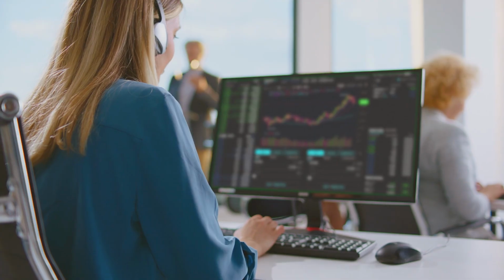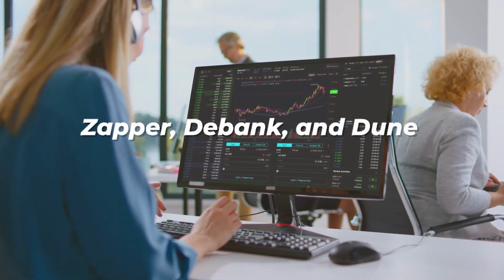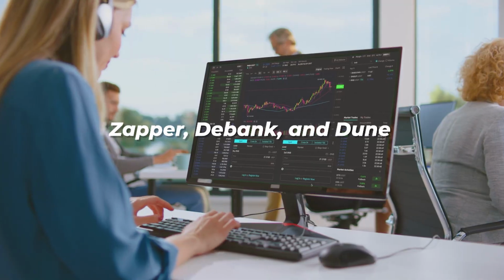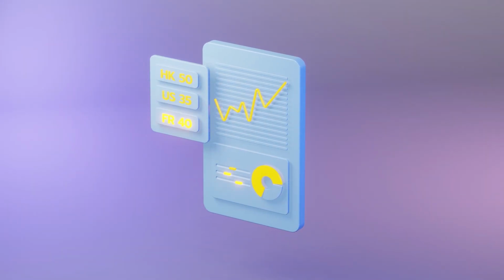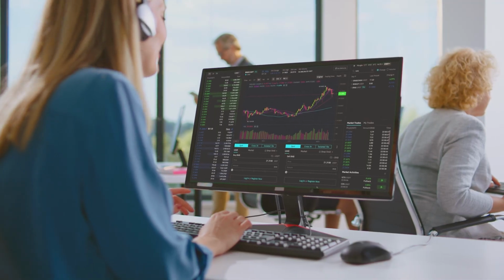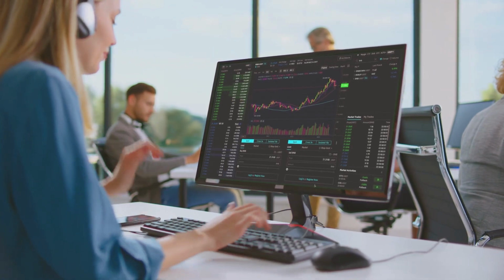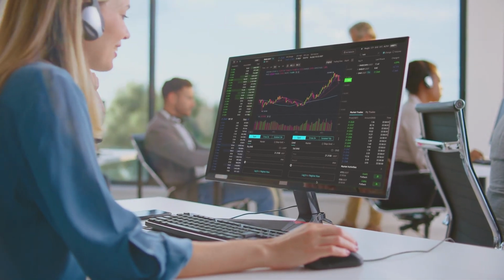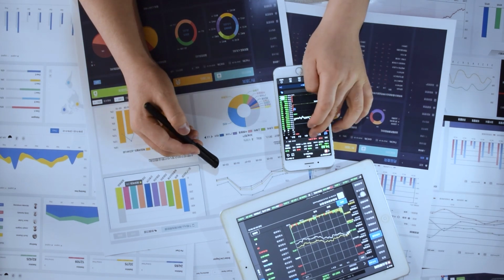Use dashboards. Platforms like Zapper, DeBank, and Dune let you view your DeFi positions, track APYs, manage liquidation risks, and compare protocols. Diversify your portfolio. Allocate a portion of your alternative assets to RWAs. They're often uncorrelated with stocks or crypto, helping you reduce risk and boost returns.